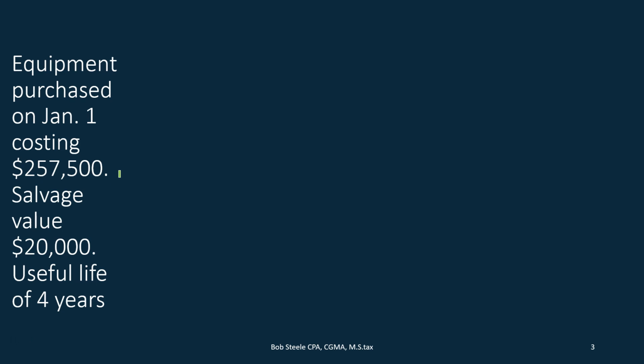So the logical thing to do would be to allocate it over its useful life, which in this case would be 4 years. The straight line method would basically take this amount minus the salvage, the amount we're going to get at the end, divided by the 4 years, and then straight line it, meaning the same amount of depreciation will be expensed each year of its useful life. Now, that would be the most common sense thing to do.